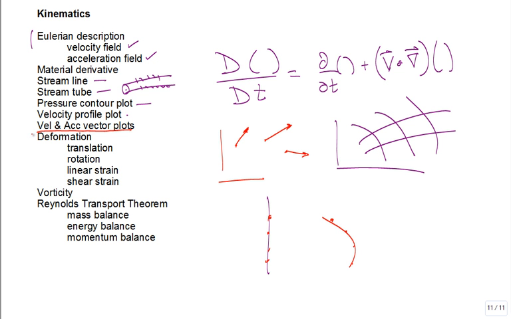Talked about different deformation of a fluid element: translation, rotation, linear and shear strain. We introduced the property of vorticity. It's getting very mathematical. And the Reynolds transport theorem applied especially to mass, energy, and linear momentum. You ready to move into the next chapter? I'm going to stop right here.